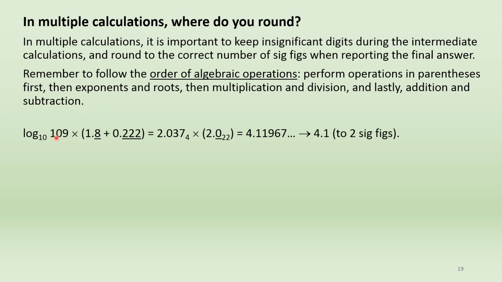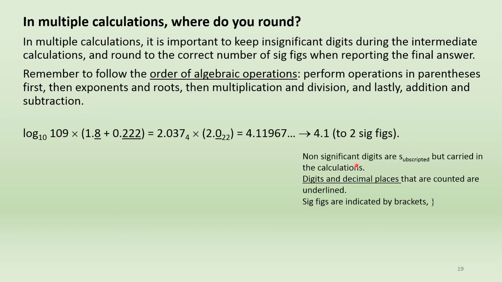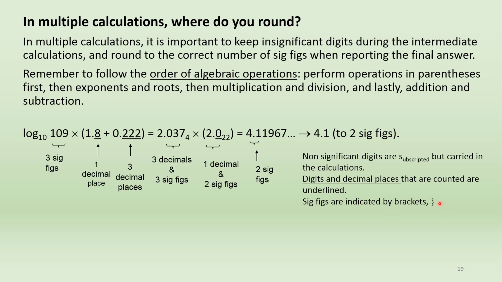Now in this drawn out calculation, I've identified non-significant digits as subscripted. These are guard digits. Digits and decimals that are counted I have underlined just to guide us through, and sig figs I've indicated by these brackets. So here we have the log base 10 of 109 multiplied by what's in parentheses, 1.8 and 0.222. I'm going to work with the log of 109 first. This is a number with 3 sig figs, so I know that the logarithm of that number will carry 3 digits to the right of the decimal in the mantissa.